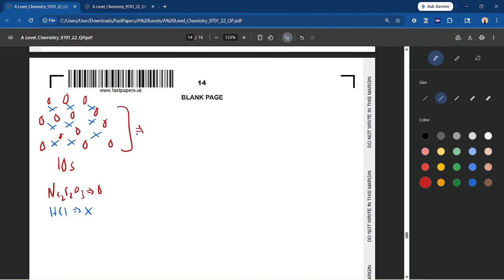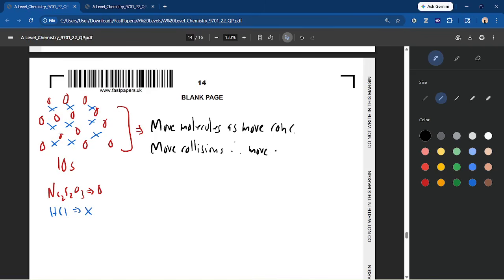So what's happening is there are more molecules as there's more concentration, more collisions, and so more effective collisions.